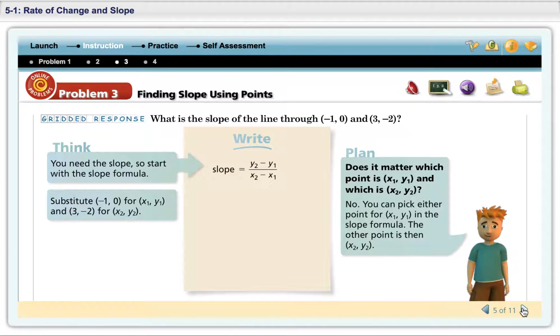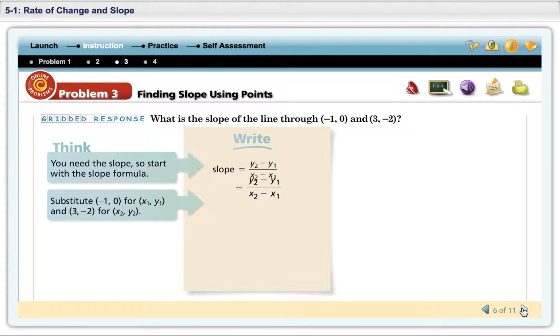So you can pick either point for x sub 1, y sub 1 in the slope formula. The other point is then x sub 2, y sub 2. Substitute the points into the slope formula. So we just plug those in, see that we made the negative 2 first, and then on the bottom we had the 3 first. Just make sure that those pairs stay lined up with each other, top to bottom.